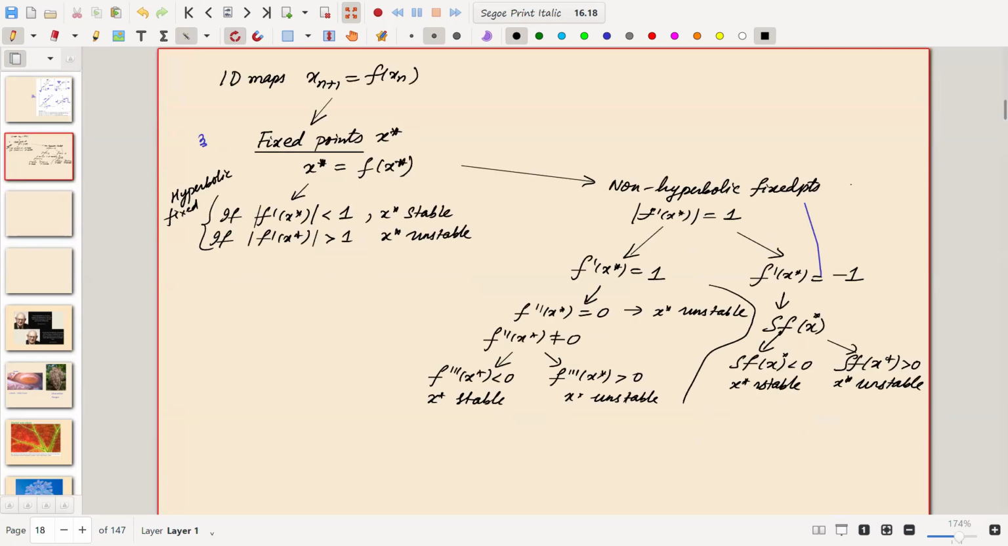Sorry, this is not equal to 0. Is it? Yes, I think I made a mistake here. Yes, this should be equal to 0. Sorry. Thanks.